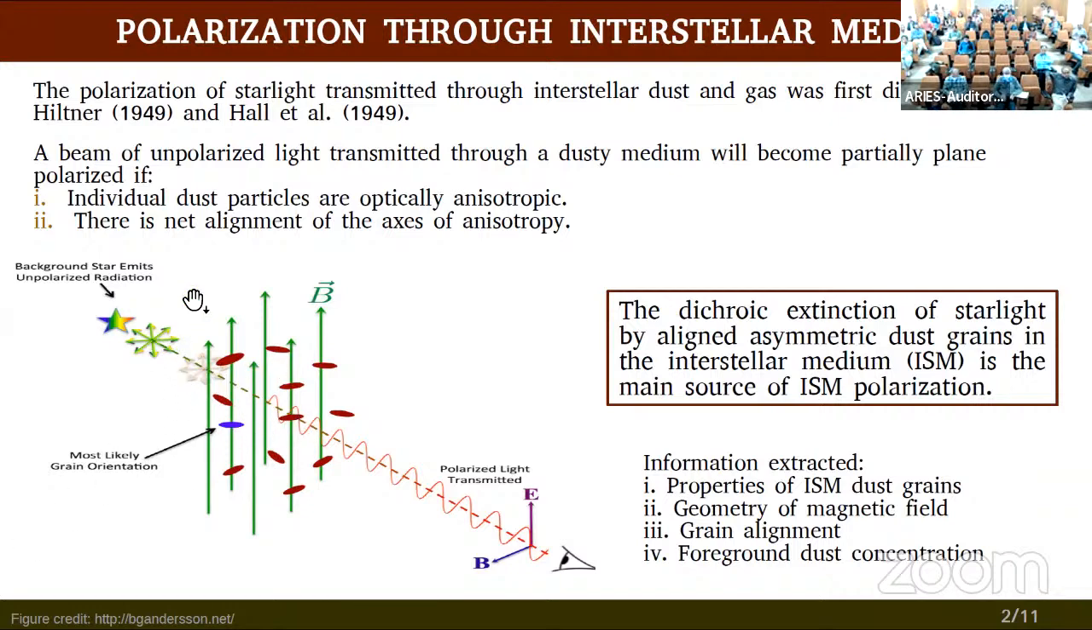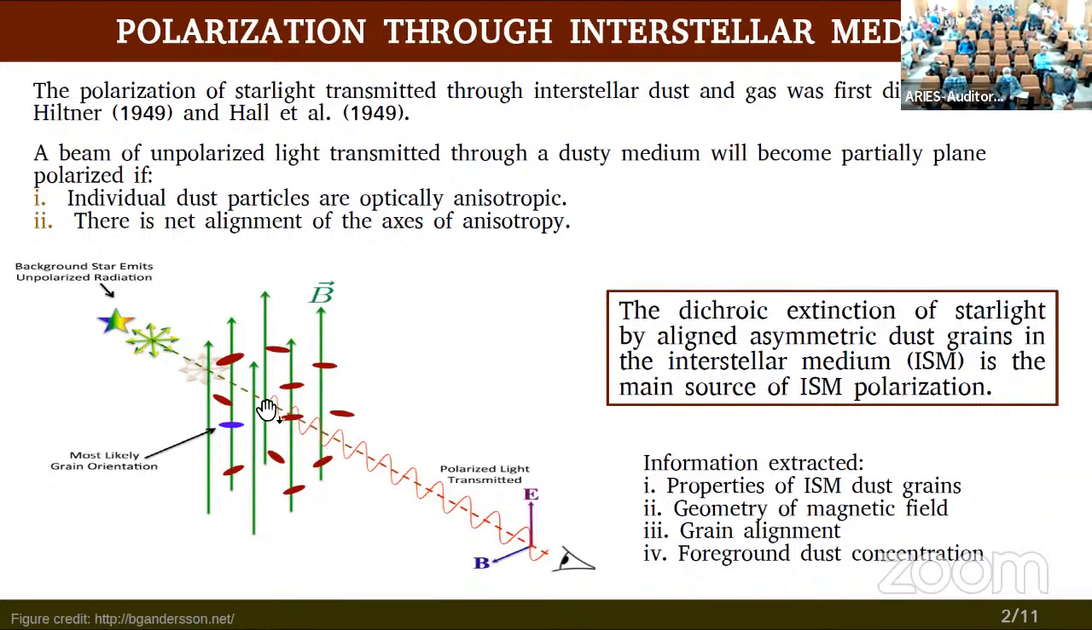However, there are different alignment theories. The most accepted alignment theory is radiative alignment torque, which says that in the majority of ISM environments, the grain orientation will be magnetic. However, if there is a bright illuminating source nearby, then the grain orientation can be different from the magnetic field, and the direction of alignment will be the radiation direction. So overall, the dichroic extinction of starlight by aligned asymmetric dust grains in the interstellar medium is the main source of interstellar polarization.